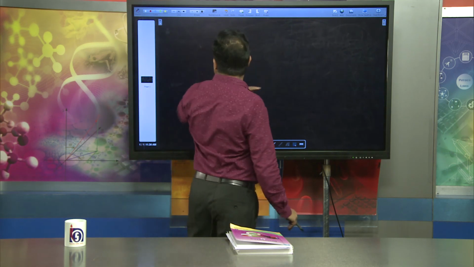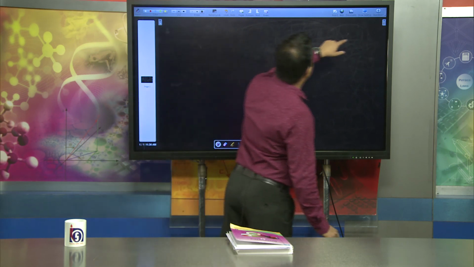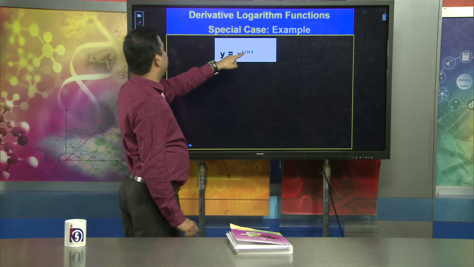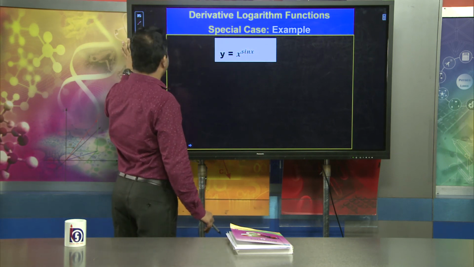Now, another very important thing will be discussed: suppose y equal to x raised to the power sin x, that part we have discussed.